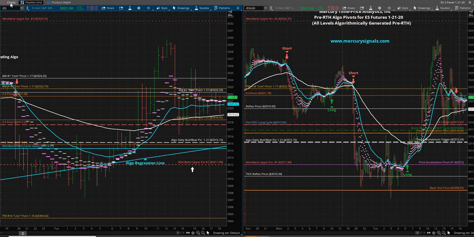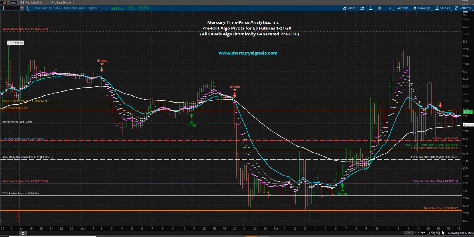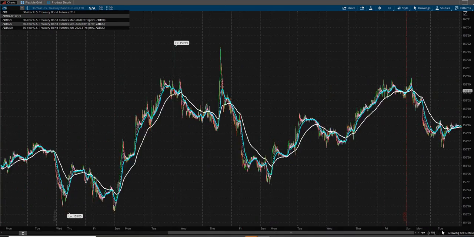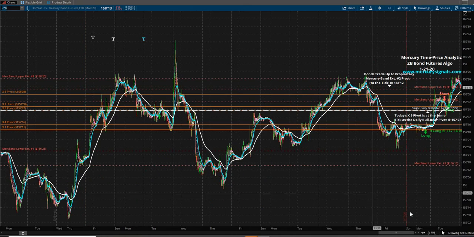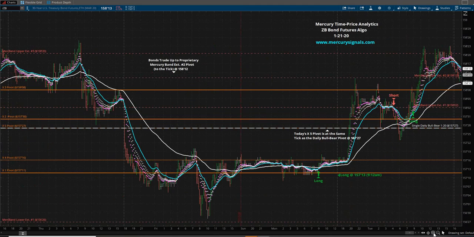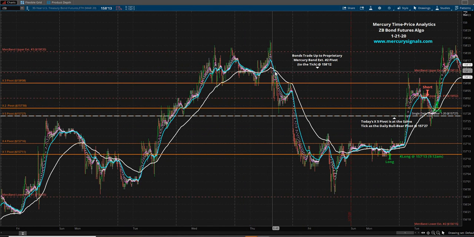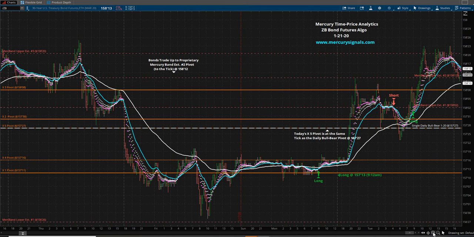Let's switch over to bonds. And so here you have our bond algo. We have a little bit different methodology for the pivots. But you had a short that triggered in here. It came down and then triggered long. And then you had a short here, a long here. And I want to show you the precision of these pivots. Where did we get the high of the day in bonds? At upper extension number 3. So you don't have to guess with this.